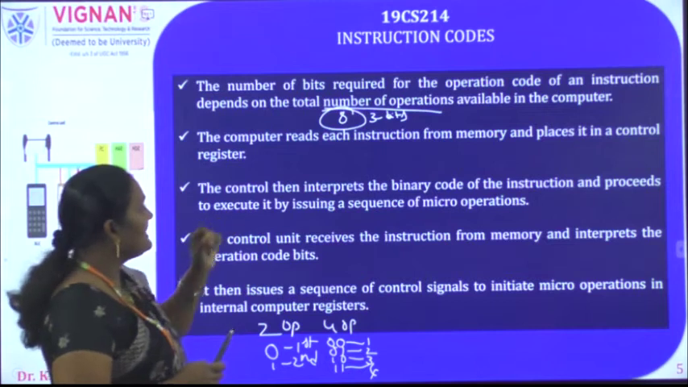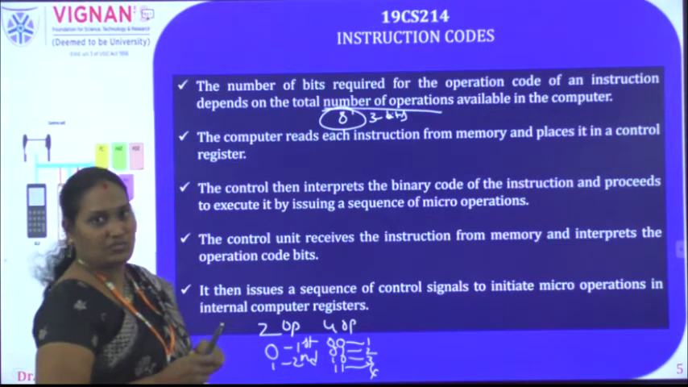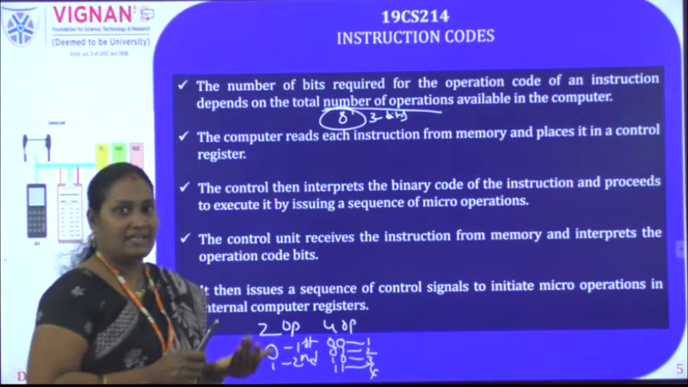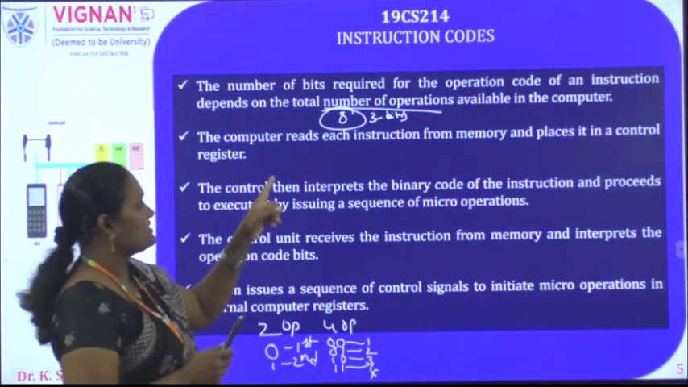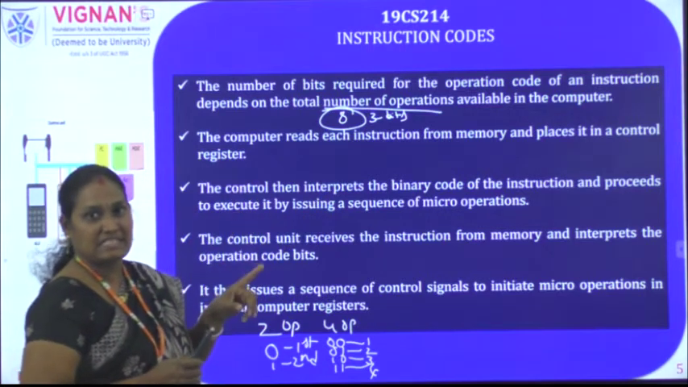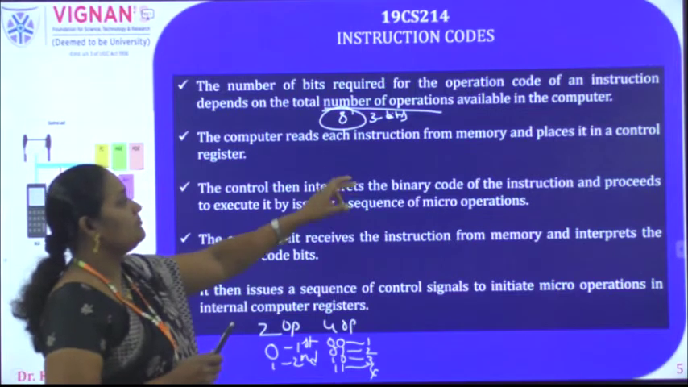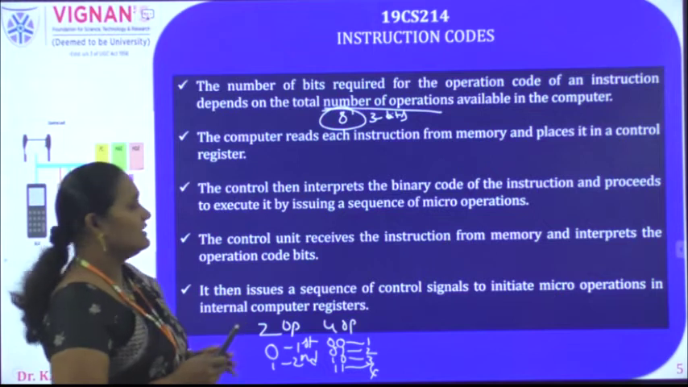Now, the computer reads each instruction from memory and places it in a control register. So, whenever we write a program or an instruction, initially that instruction is stored in the memory. Whenever the processor wants to execute that instruction, first it has to be fetched from the memory and placed in the control register.